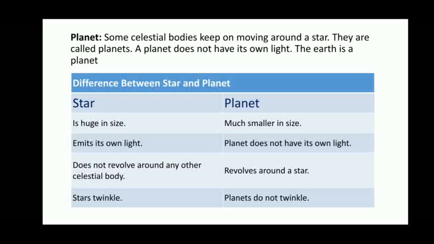What is the difference between a star and a planet? The star is very huge in size, whereas a planet is much smaller than the star. The star can emit light on its own, but a planet cannot emit light. Stars do not revolve around any celestial body, but planets revolve around a star. Stars twinkle, planets do not twinkle.